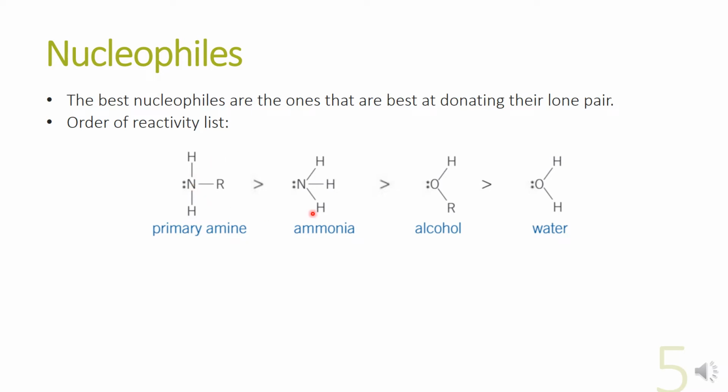If you wonder why, it is because here there is the presence of the R group. The R group acts as an electron donating group. It will make the lone pair of the N more readily donated as a nucleophile. And then ammonia is a stronger nucleophile compared to alcohols, and the least reactive nucleophile is water.